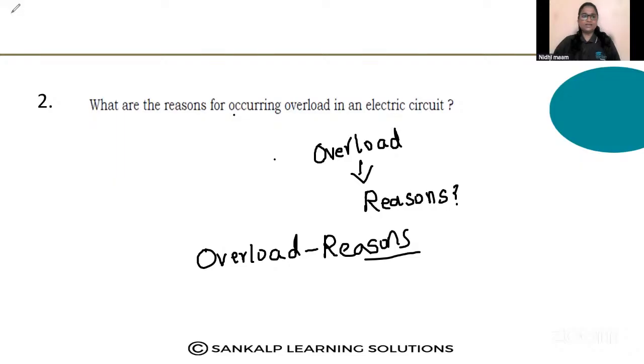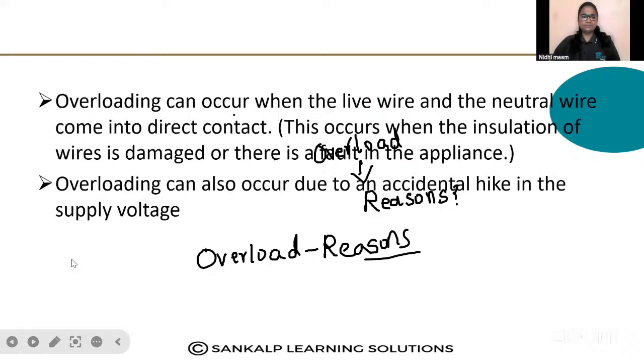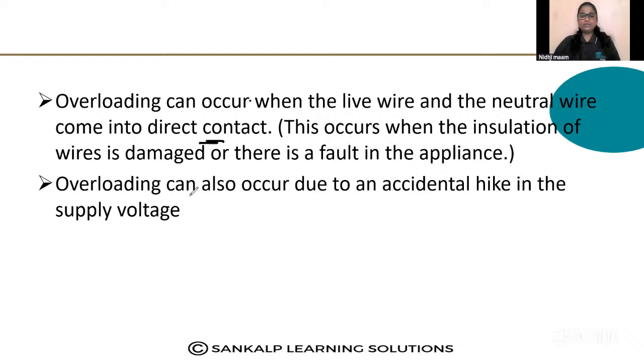ಓಕೆ, so here, what are the reasons for the occurring of overloading? ಒಂದು, wires will be connected. See here, overloading can occur when live wire will get in touch with the neutral wire, direct contact ಇದ್ದಾಗ. ಇನ್ನೊಂದು, it can also occur due to accidental hike. ಸಪ್ಲೈ ವೋಲ್ಟೇಜ್ ಮಾಡ್ತಾ ಇರ್ತಾರಲ್ಲ, ಅವಾಗ ಆಕ್ಸಿಡೆಂಟಲ್ ಆಗಿ ಹೈಕ್ ಆದ್ರೆ, ಜಾಸ್ತಿ ಆದ್ರೆ ಅವಾಗ್ಲೂ ಕೂಡ ಓವರ್ಲೋಡಿಂಗ್ ಆಗತ್ತೆ. So this is how the overloading occurs.